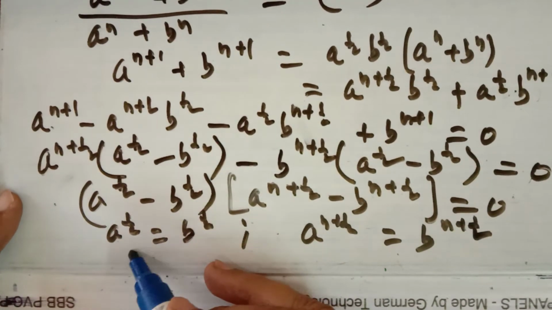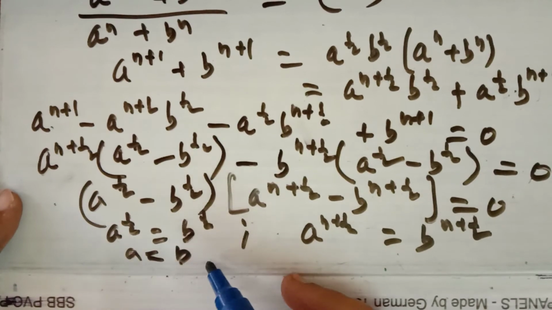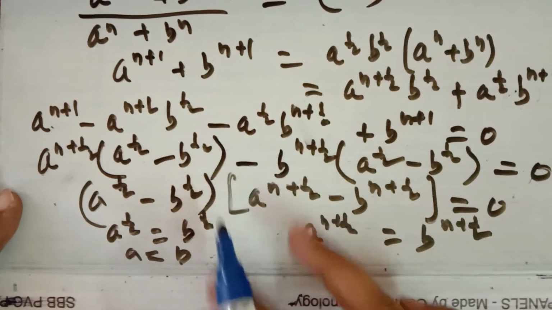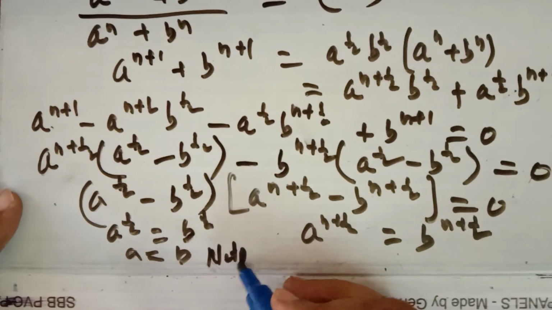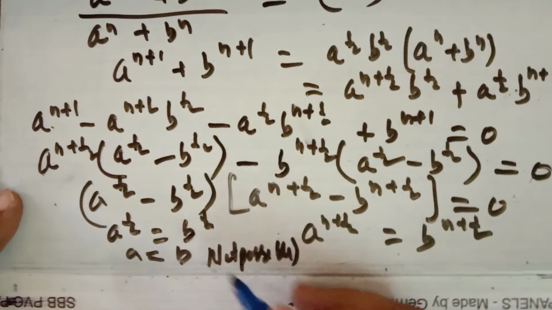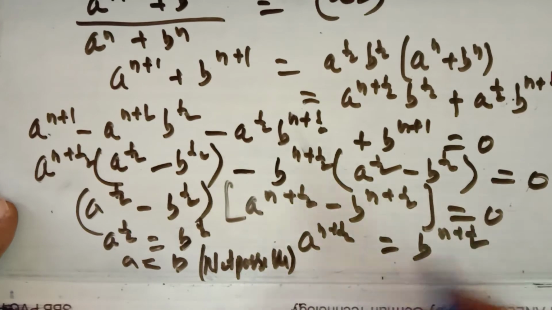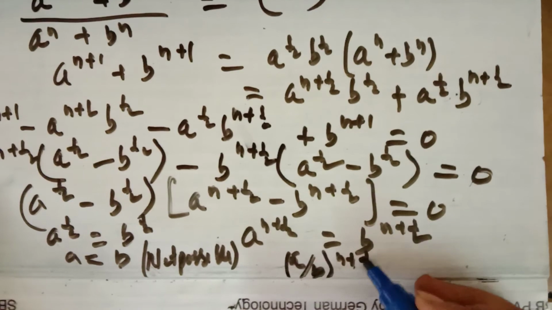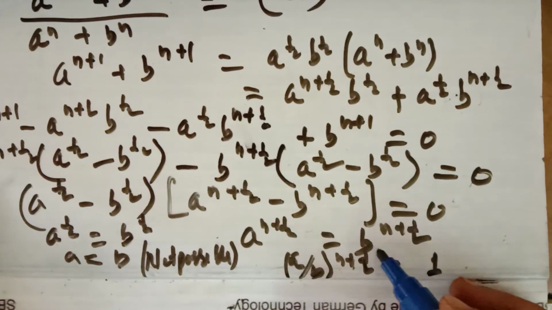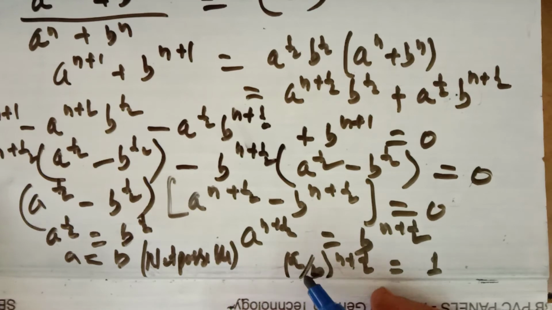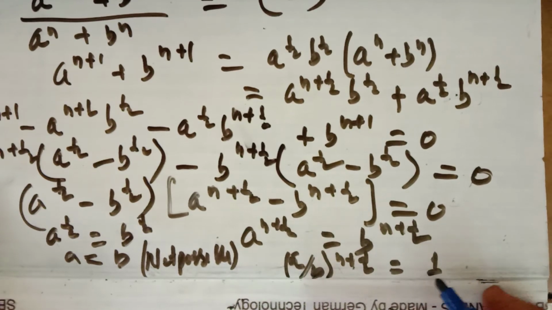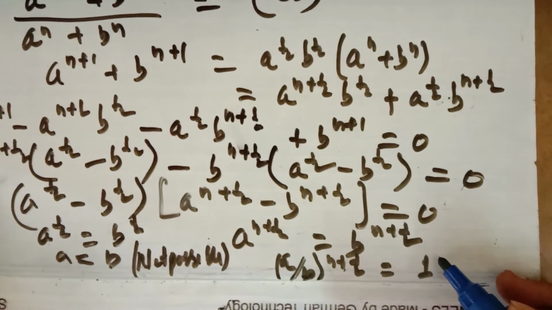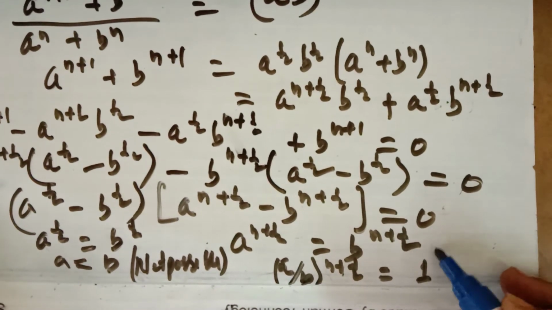So when they are equal to each other, A will be equal to B, which is not possible, because if A is equal to B, then there cannot be any geometric mean between the two given numbers. So A cannot be equal to B. So from this you can have (a/b)^(n+1/2) is equal to 1. I have taken this b^(n+1/2) in the denominator of this. So (a/b)^(n+1/2) is equal to 1, and for 1 you can write (a/b)^0.